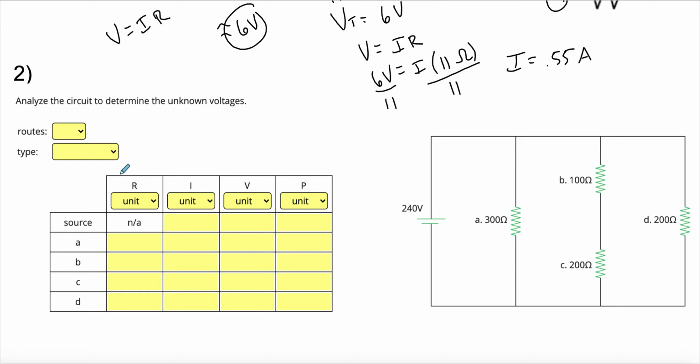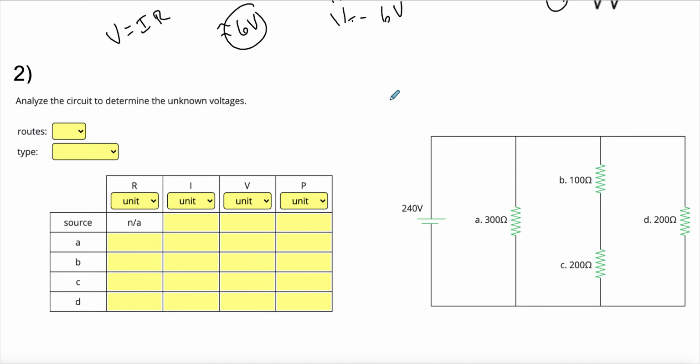Okay, so in our circuit here, let me get rid of some of this so I can have more room to work. I have 240 volts going through my circuit. I have a 300 ohm resistor there, a 100 ohm, a 200 ohm, a 200 ohm. So let's fill out our table: 300 ohms for A, B is 100 ohms, C is 200 ohms, and D is 200 ohms.